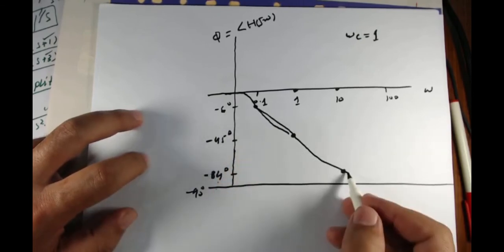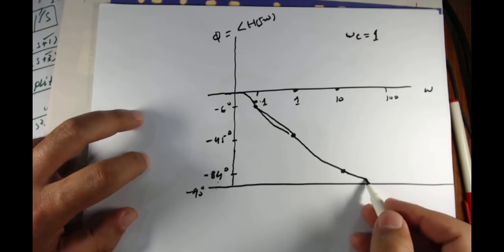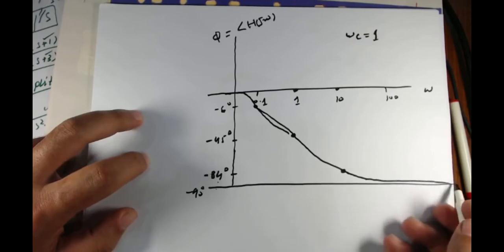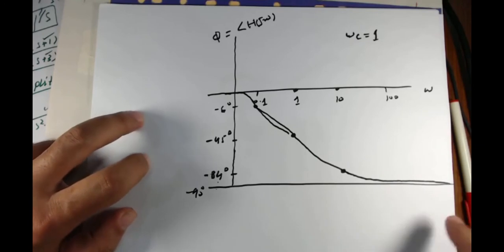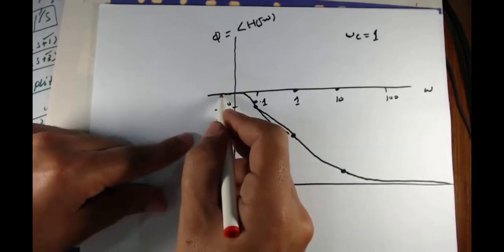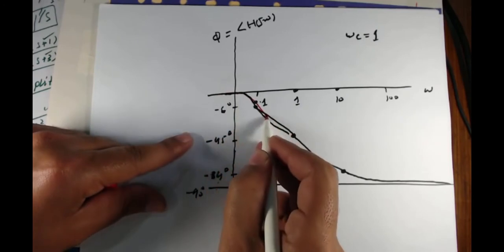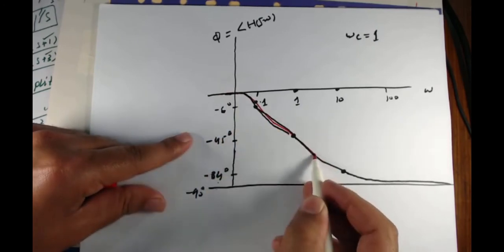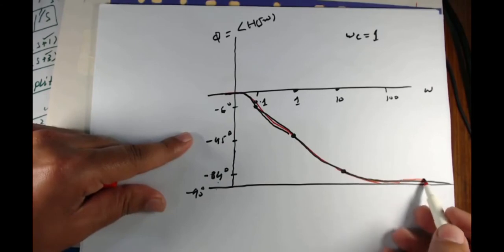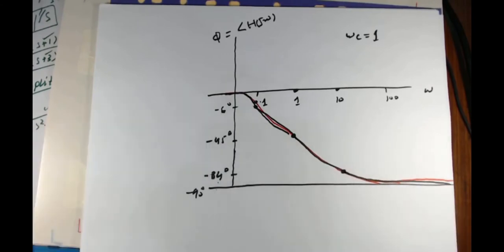Eventually this point, and as you go on increasing omega, your plot will go towards this minus 90 degrees, and it will touch this asymptote at infinity, somewhere at infinity. So this is how your simple pole Bode phase plot will look. You just need to draw this. Again, we are drawing it just as an approximation. So it will look like this.